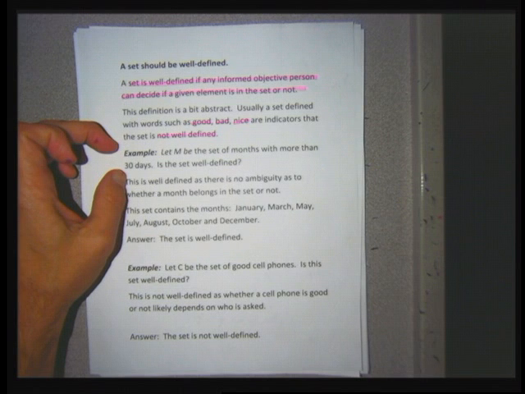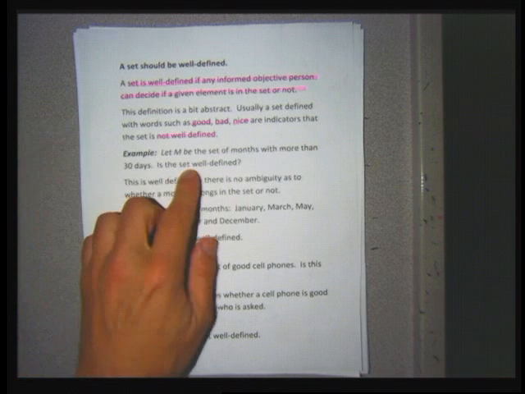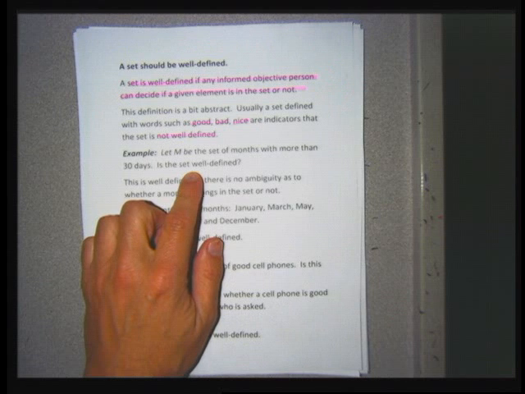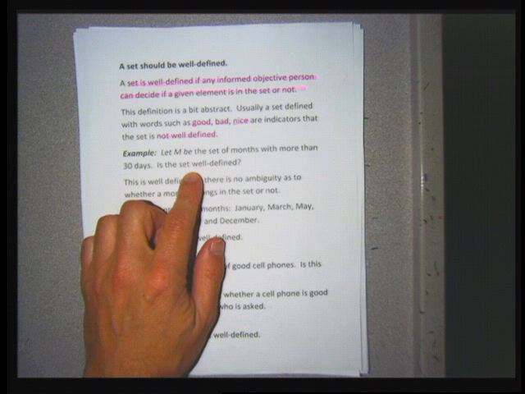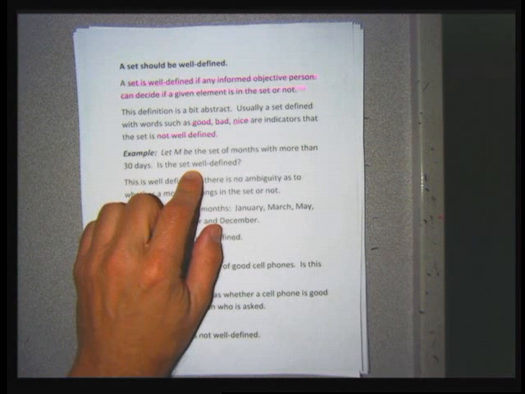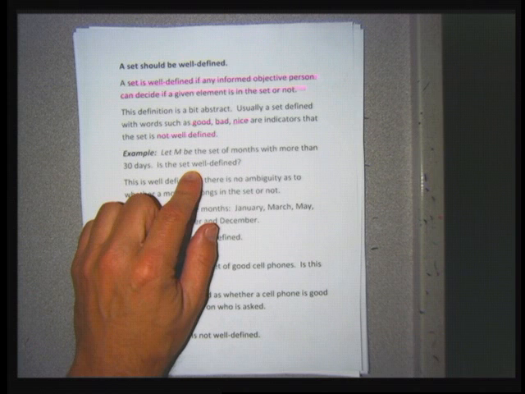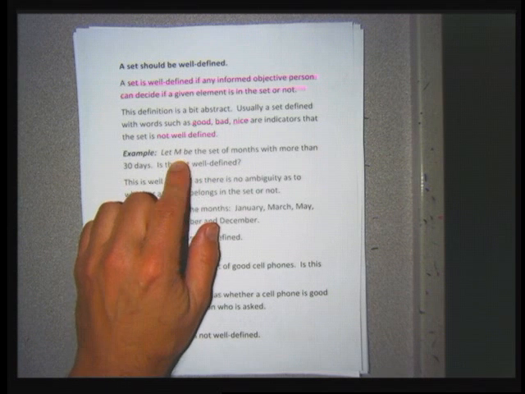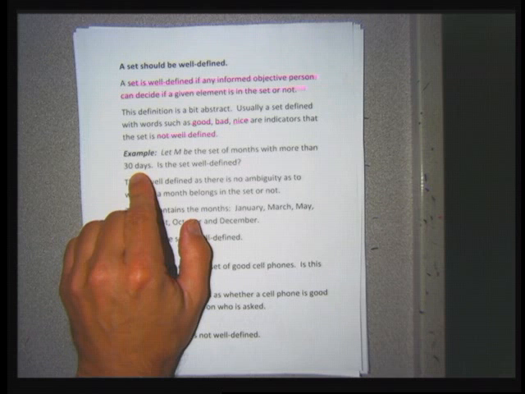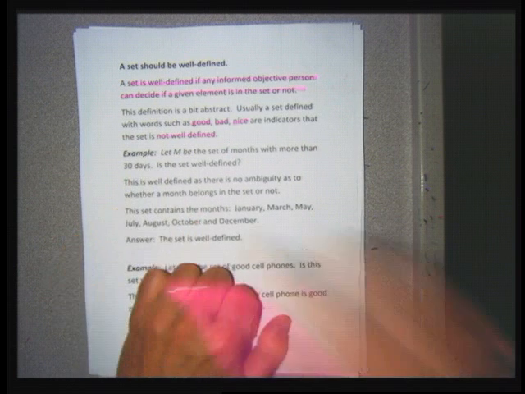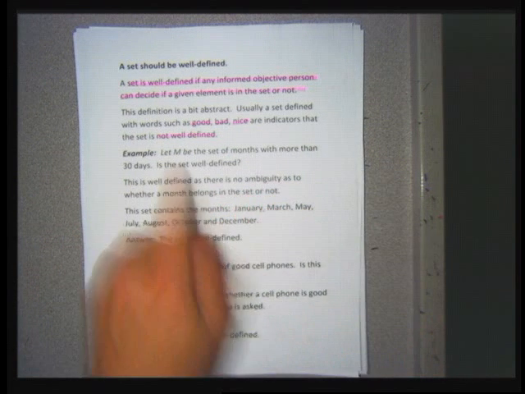Let M be the set of months with more than 30 days. Is this set well-defined? My answer is either going to be yes, the set is well-defined, or no, the set isn't well-defined. It's well-defined if any objective person that has the proper information can decide, if you give me an element, whether it is in the set or not. Like for instance, if I said March, well, does March have more than 30 days? If I didn't know, I can look at a calendar, become that well-informed objective person, and March does have 31 days, so it would belong in that set.